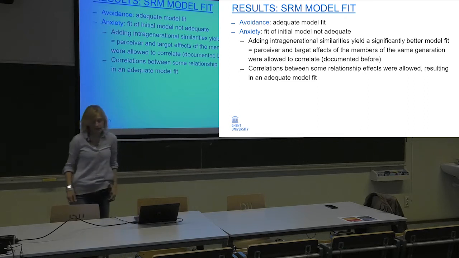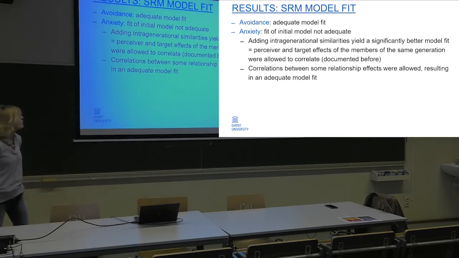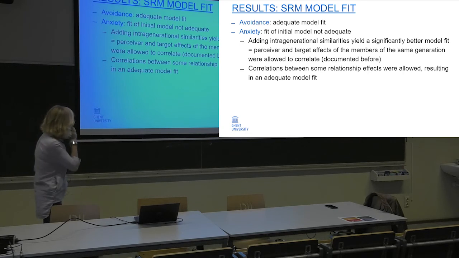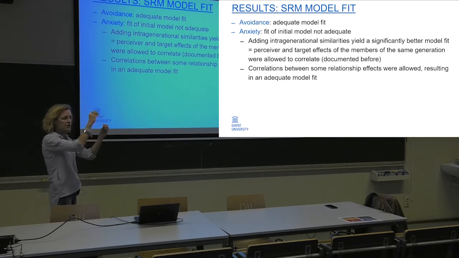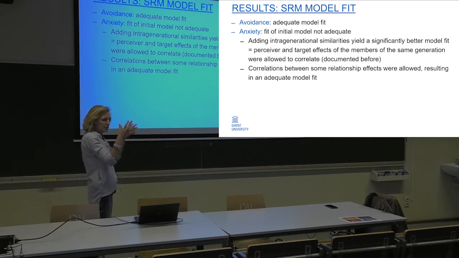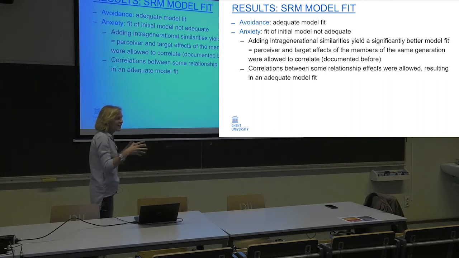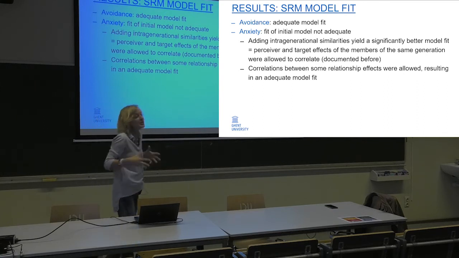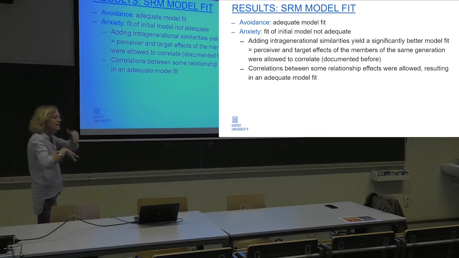Then we had the SRM model fit. For avoidance, there was no problem. For anxiety, the initial model did not fit. And then you can start, what you also suggested, to add the intergenerational similarities, because if you have this model fit where you don't allow actor and partner variances and relationship variances to correlate, that's of course a very restrictive model, because in reality these will all correlate.